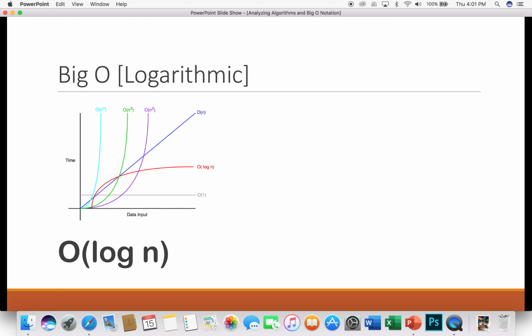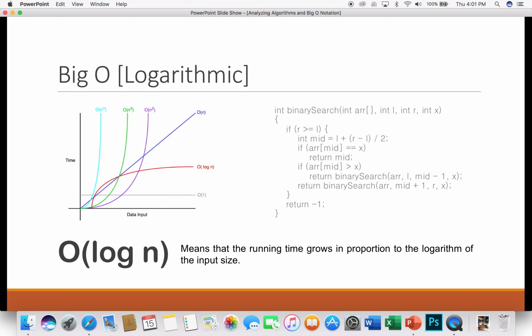Next, the logarithmic. Log n. If familiar pa kayo sa logarithmic when it comes to mathematics. It means that the running time grows in proportion to the logarithm of the input size. Anong ibig sabihin nun? We will have the following example. Binary search. Kung mapapansin nyo, pagdating sa binary search, hinahati niya yung array mo sa dalawa. And then, sinesearch niya doon sa lower bound and then sa upper bound. Ano naman ngayon ang ibig sabihin nun? Ito siya, yung O log of n.